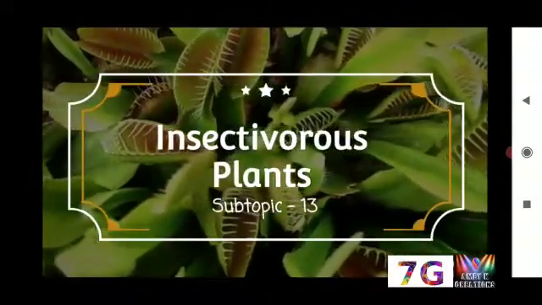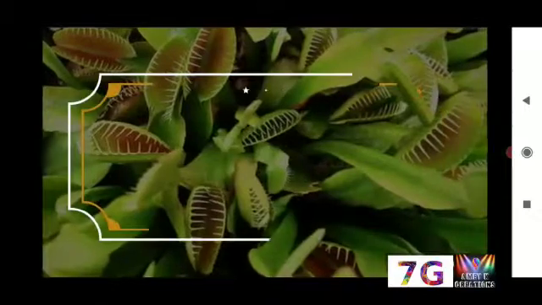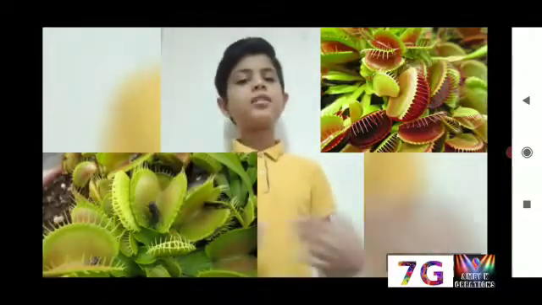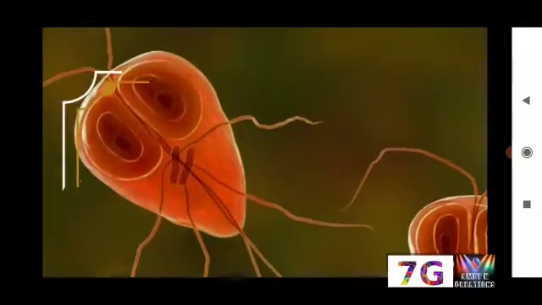Insectivorous plants. Subtopic 13. Plants that feed on insects are called insectivorous plants. These plants carry out photosynthesis, but they are grown in nitrogen deficient soils. So, to get nitrogen, they have to feed on insects.